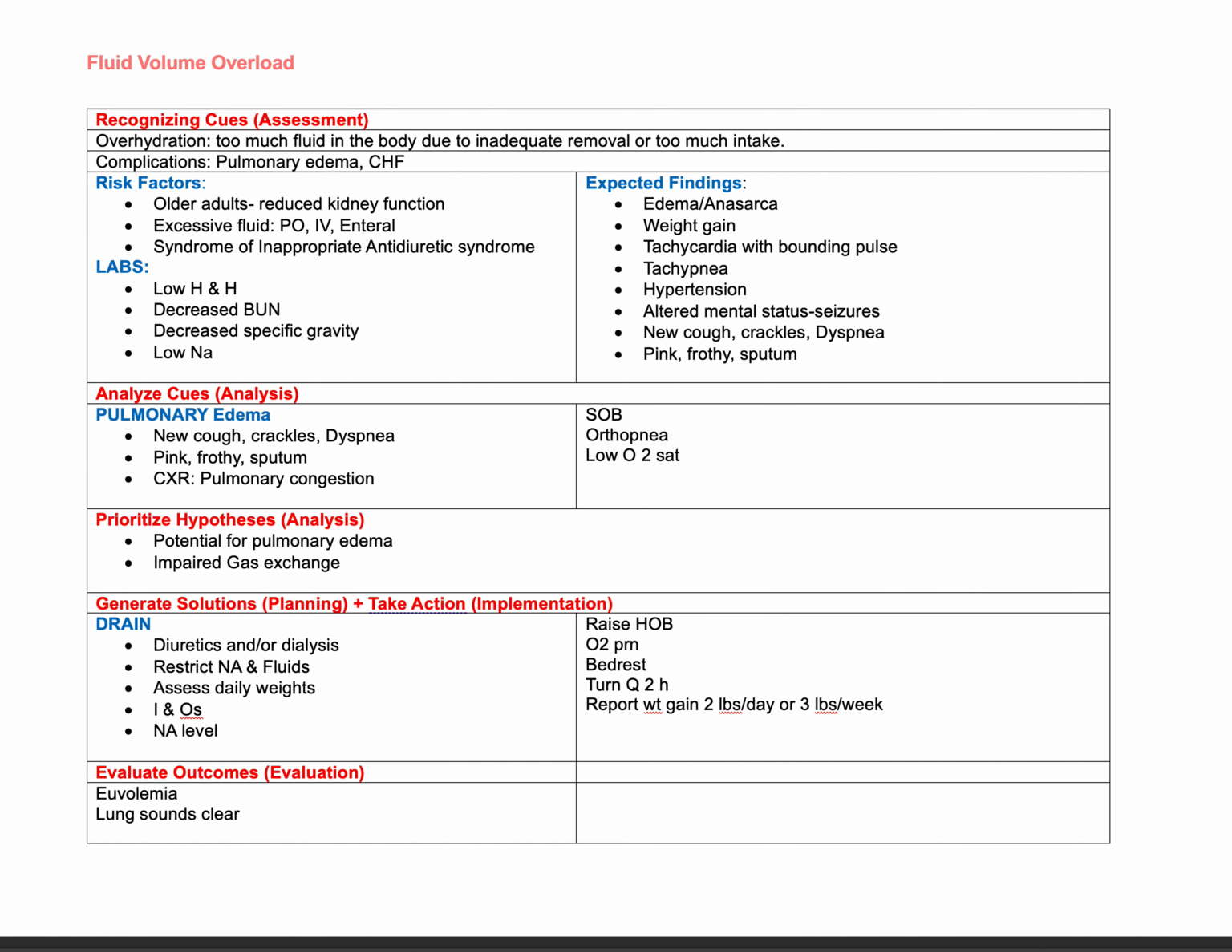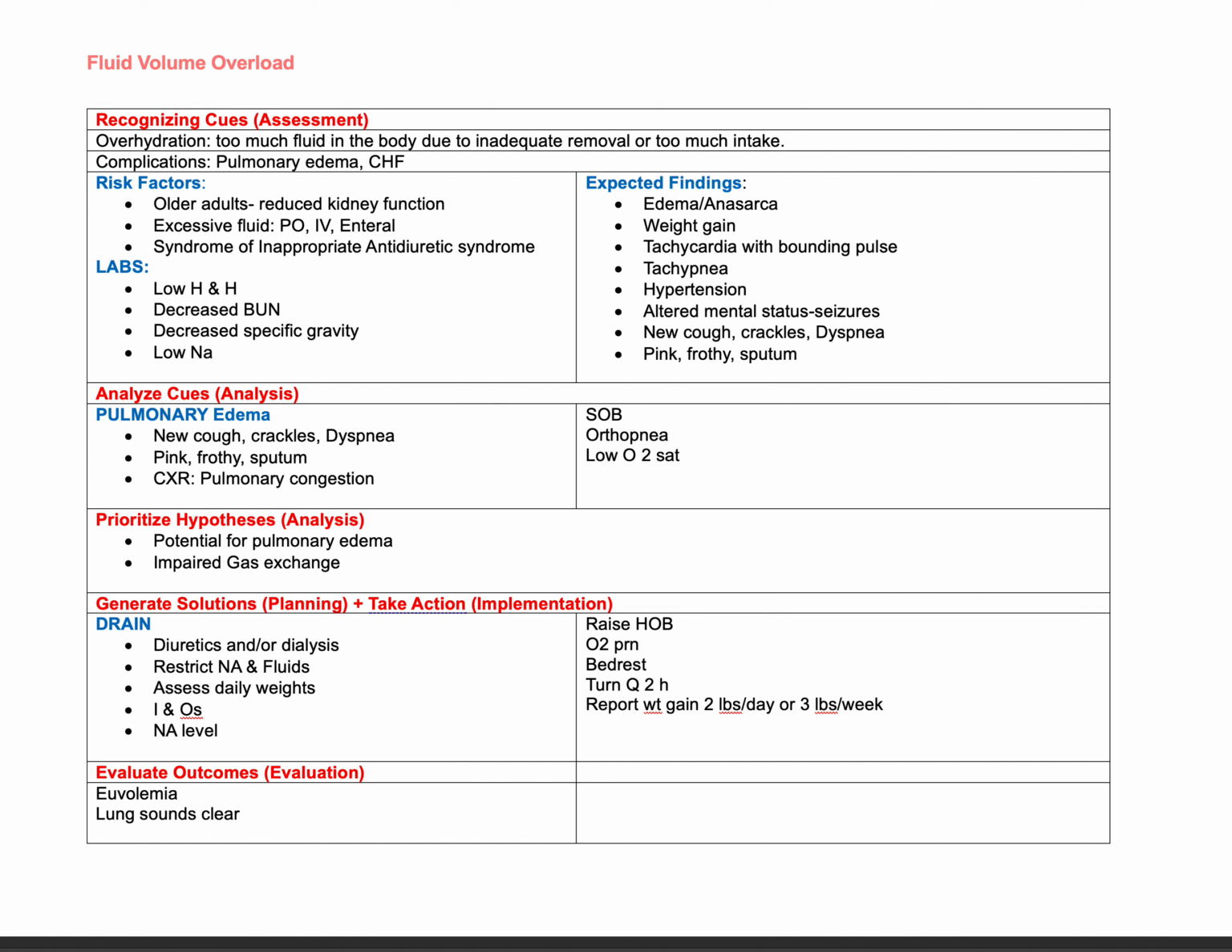In a low O2 sat. So the thing we're worried about the most if we analyze this situation is potential for pulmonary edema, which is going to impair their gas exchange. So they could end up with hypoxemia. So we worry about that.